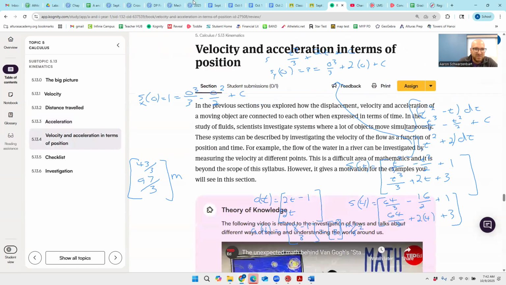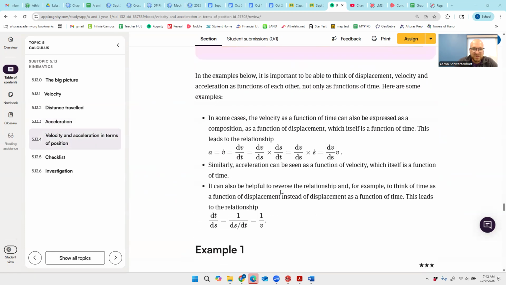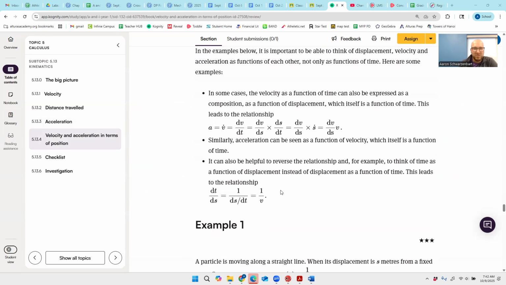Velocity and acceleration in terms of position. This gets a little interesting. So, we know that acceleration is dv dt, or v prime, or v with a dot over it is another way of writing v prime. So, v prime, v dot, same thing. And we know that that's acceleration. But we also know that that is dv dt.